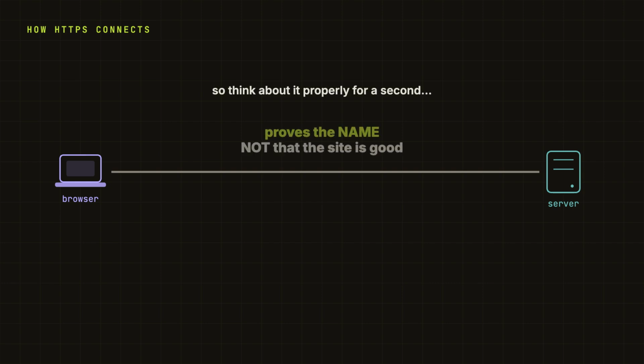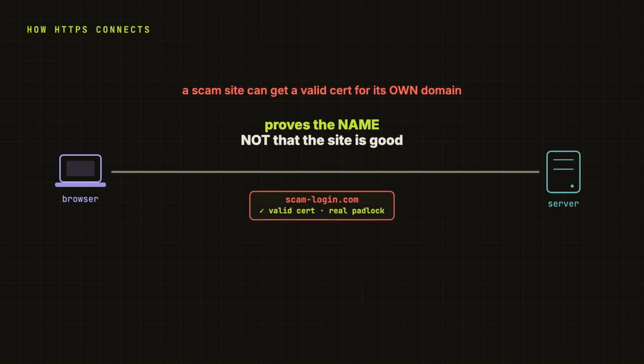So think about it properly for a second. A certificate proves the name. It does not prove the site is good. All it says is this key really belongs to this domain. A scam site, a phishing page, it can go get a perfectly valid certificate for its own scam domain and show you a real, genuine padlock.